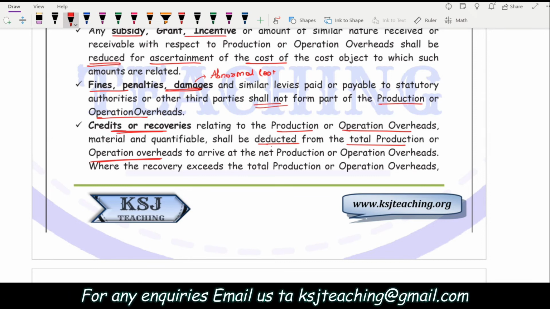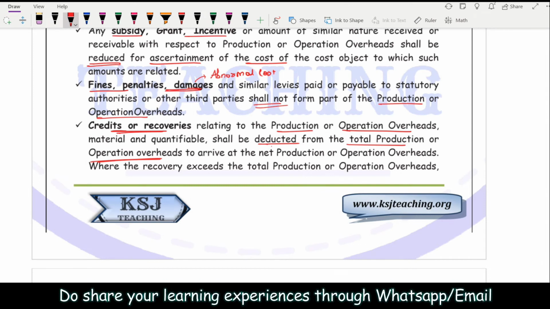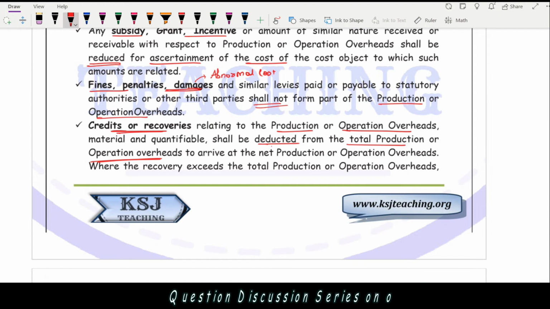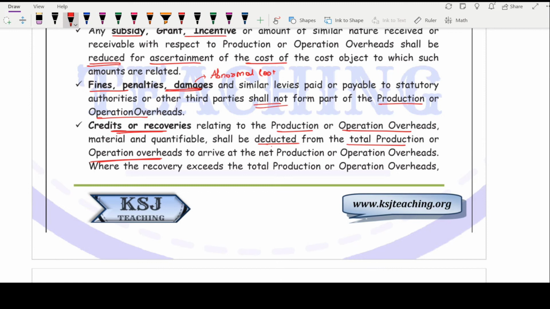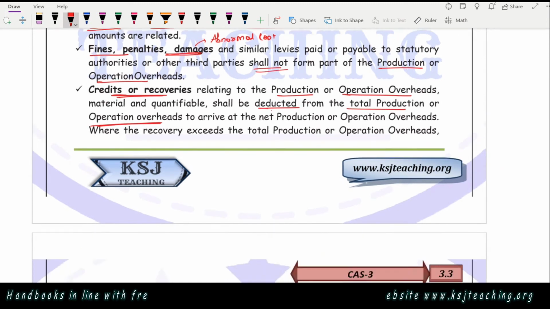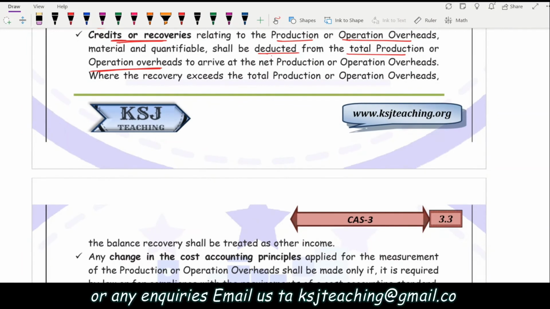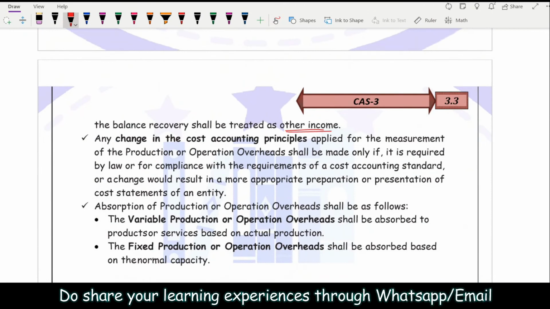So in that way, if the company which is manufacturing gets any credits, or is going to recover anything from the item which they are selling, that will reduce their production or operation overheads, okay? So where recovery exceeds the total production overheads, the balance recovery shall be treated as other income if the recovery is more than the cost.